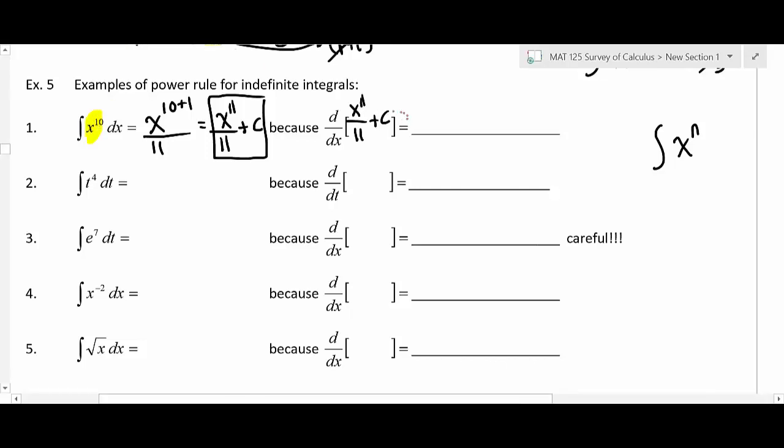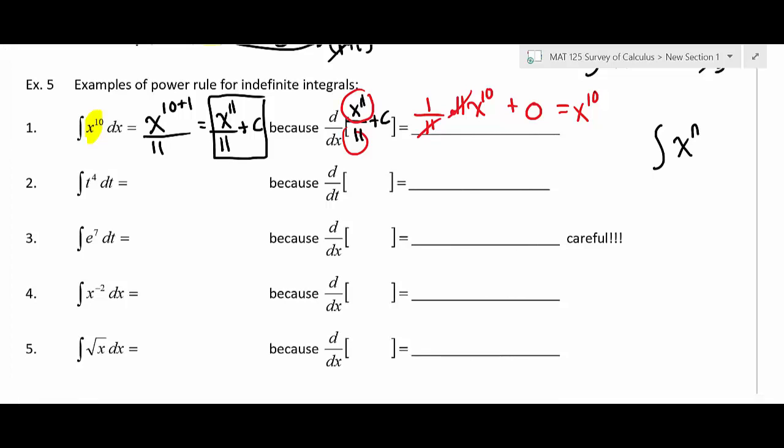So if you were doing the derivative of this, see that 11 there is a constant. That's really just 1/11. But then when you do the derivative of x to the 11th, what is that? It's 11x to the 10th. The derivative of c is 0. That cancels out, so it gives x to the 10th. So when you do the derivative of your answer, it should take you back to the beginning.